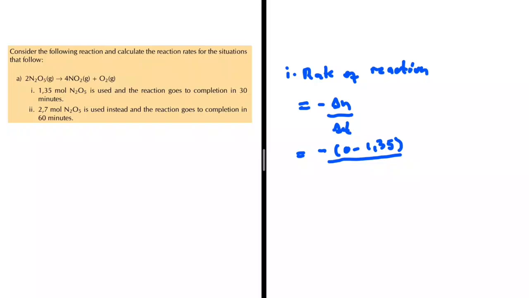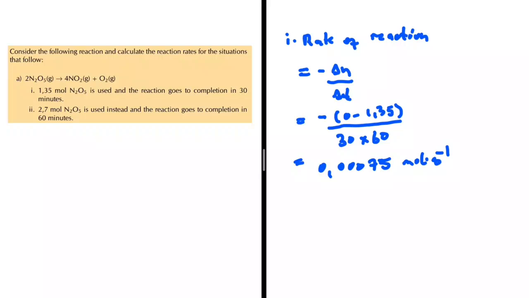So the reaction goes to completion in 30 minutes, right? So we're supposed to have 30 multiplied by 60 because we want to convert that 30 minutes to seconds. So 1.35 divided by 30 multiplied by 60. This is equal to 0.00075 moles per second. Okay, there we go. That is the average rate of reaction in Roman figure 1.